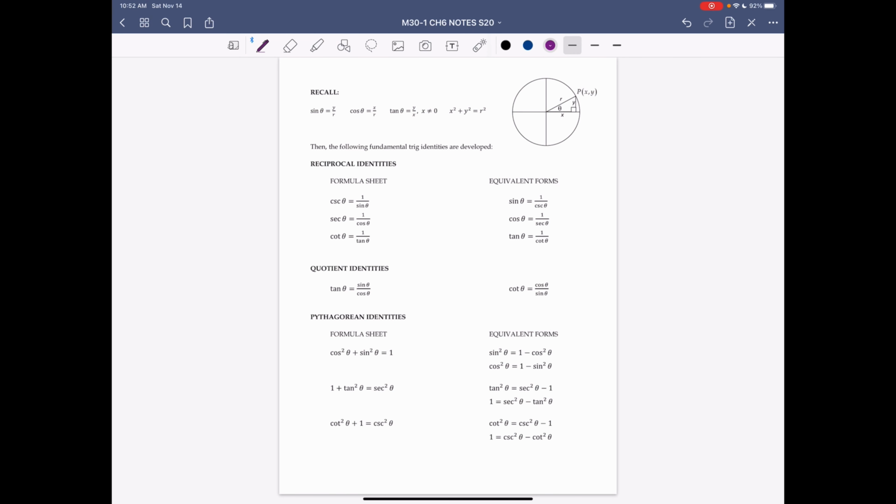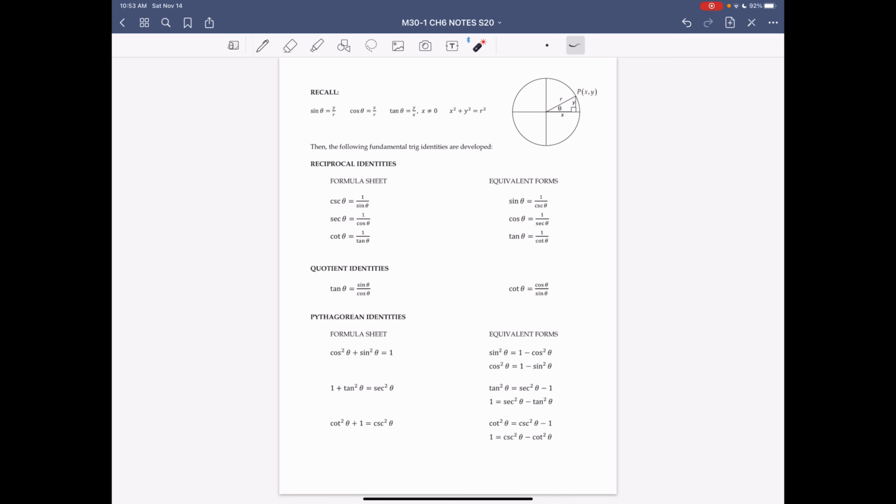This page is just going over some of the identities and information that's on your formula sheet and also the equivalent forms. Starting with an angle in a circle, the point where the terminal arm of the angle meets the circle is the point (x, y). Then we can create our triangle that has an opposite side from angle theta of y, an adjacent side from angle theta of x, and the hypotenuse is the radius of the circle.